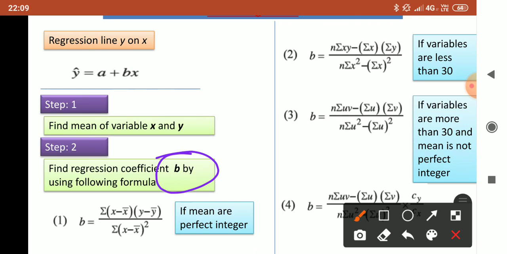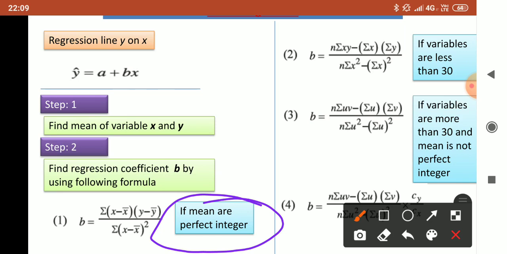But what is the formula to find b? So there are basically 3 formulas, and the fourth one is almost similar, but one thing is to be added. So step by step we will learn these formulas. First formula is to find b if means are perfect integers. Perfect integer means if you are getting x bar as 10, 20, 22, 23, non-decimal, then that is perfect integer.